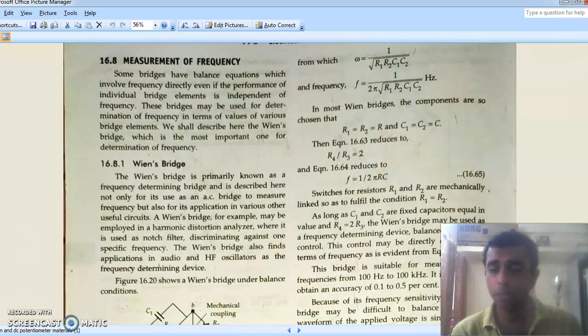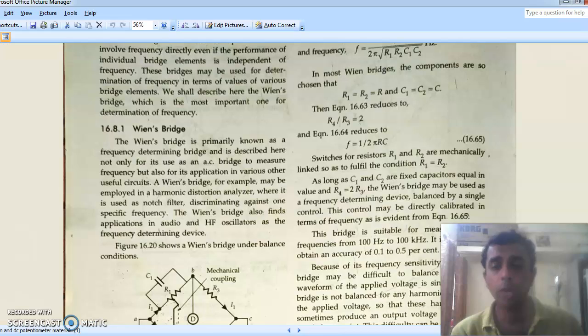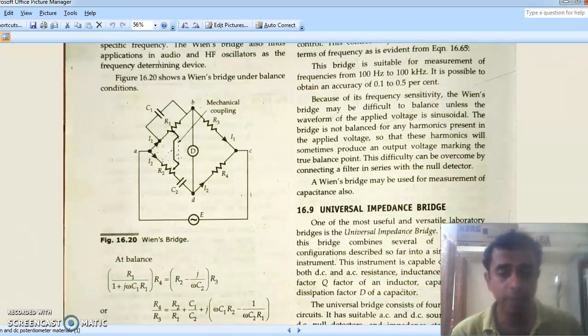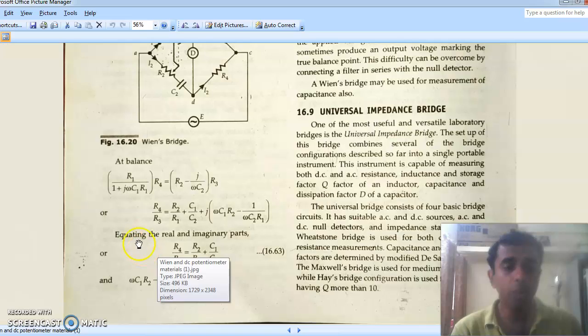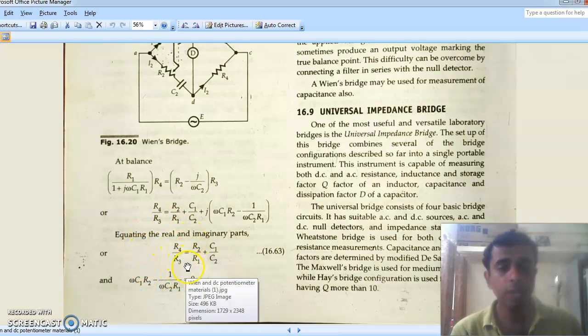So if you make R1 equal to R2 and C1 equal to C2, we have a case here. When you equate the real parts, R2 by R1 is equal to 1, that means this will get cancelled, and C1 by C2 also gets cancelled, this will also be equal to 1. So 1 plus 1 is equal to 2, so that we can get R4 by R3 is equal to 2. That means R4 is nothing but 2 times the value of R3. So these are the things we have to remember; under these conditions the bridge will get balanced.